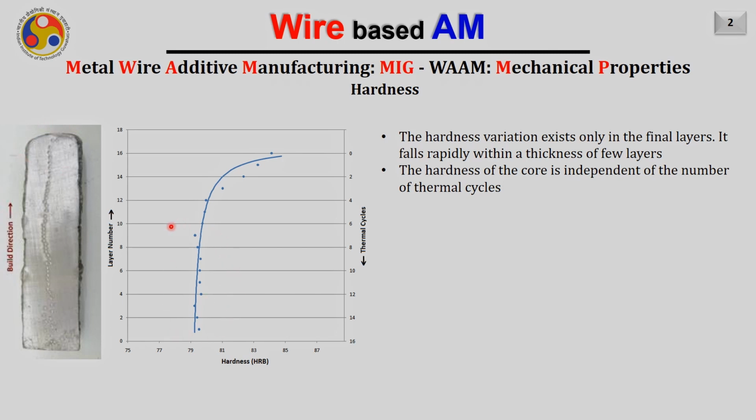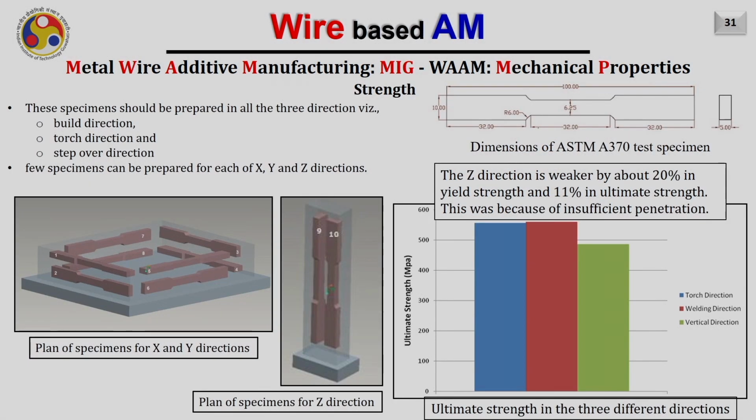I am not saying this trend is true for all materials, but it is a commonly followed trend, at least in the case of steels. Different materials may behave differently and this trend may change. But this is the typical trend seen for the hardness variation in the build direction for parts produced by wire arc additive manufacturing. Another mechanical property is the strength of the part.